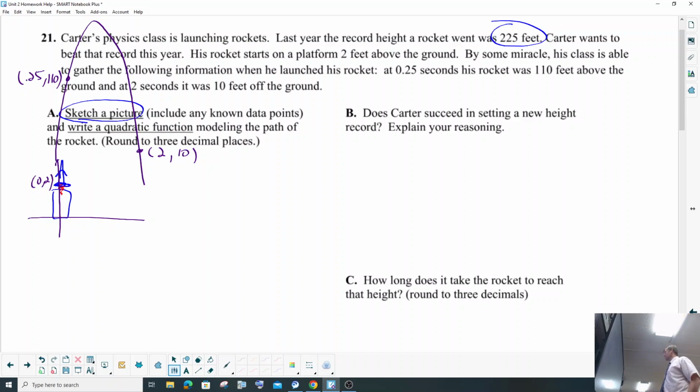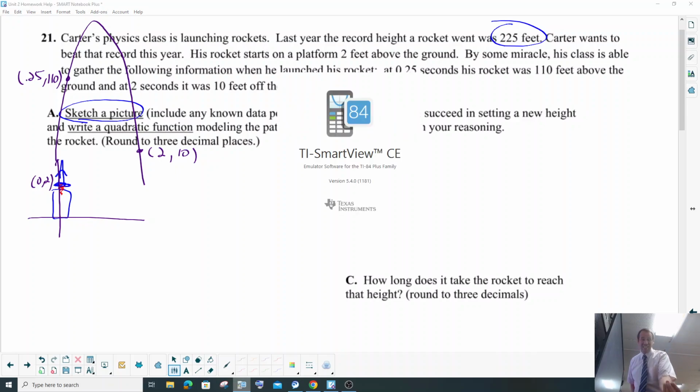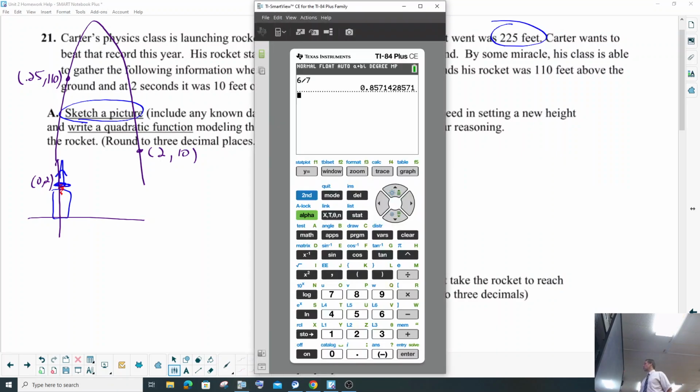Okay, beautiful. So we've got to write a quadratic function modeling the path of the rocket, round to 3 decimal places. So this is where we taught you in class to use the quad regression. Remember quad regression? You're going to go to the stat button, stats. You're going to go to edit your data, so stats, and then enter your data. I'm going to go ahead and clear that list, and up to L2, clear, enter. Up to L3, clear, enter.